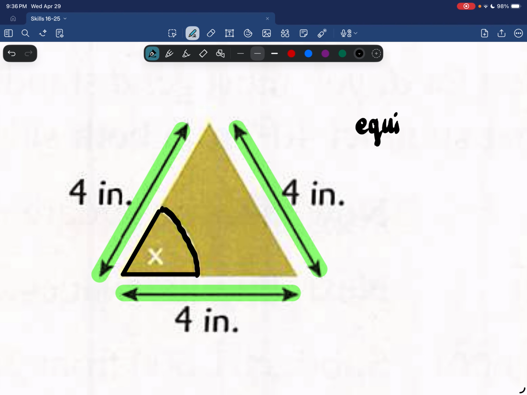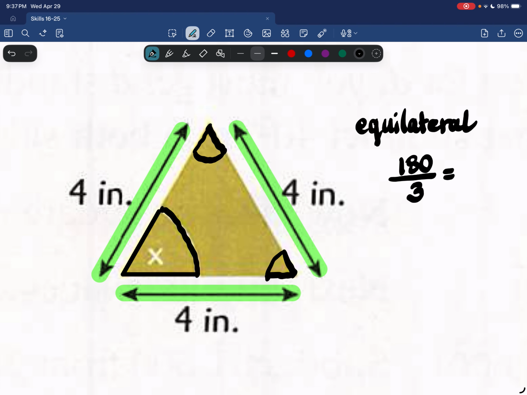And it also tells me that if the sides are equal, the angles are equal. So once I find X, I also know this one and I know this one. Okay. I know that there are 180 degrees in a triangle, and I have 3 angles here. So that means that each one of these is 60 degrees.